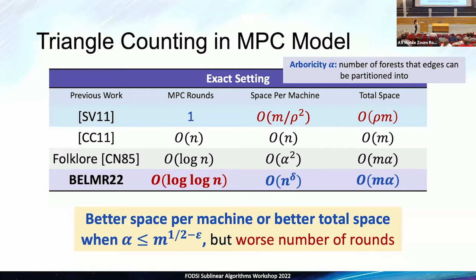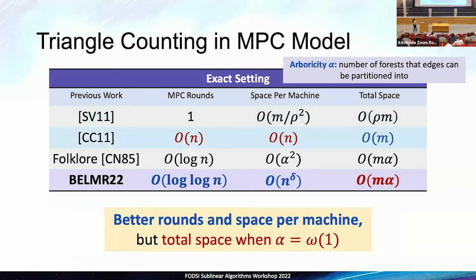So compared with SV, we get better space per machine and better total space when the arboricity is less than or equal to m to the 1/2 minus epsilon for any constant epsilon greater than 0. So arboricity, we can bound by square root of m. Arboricity is equal to square root of m when you have near cliques. So if your entire graph is a near clique, you're at this worst case when alpha is square root of m. But for most real world graphs, you never get to that case. So in general, we get better space per machine and also total space. But we sacrifice a little bit on the number of rounds. So instead of one round, we use O of log log n rounds.